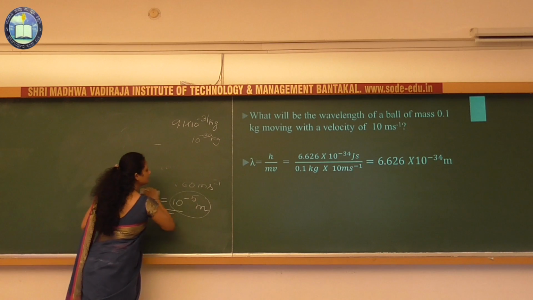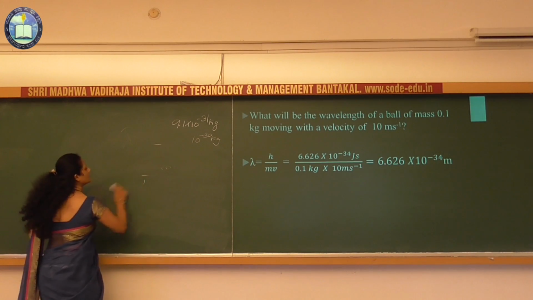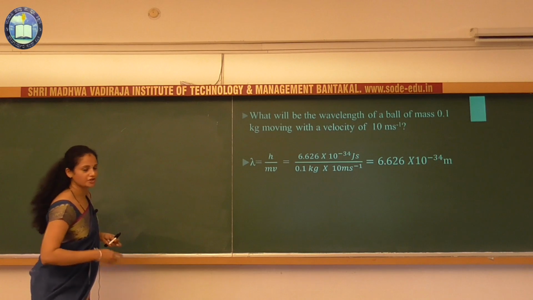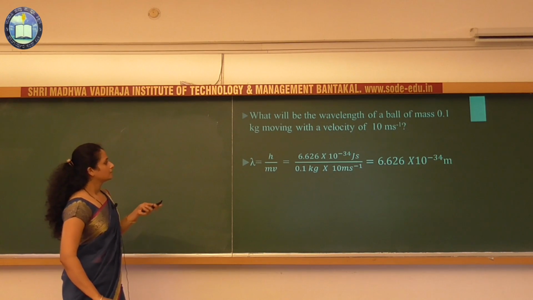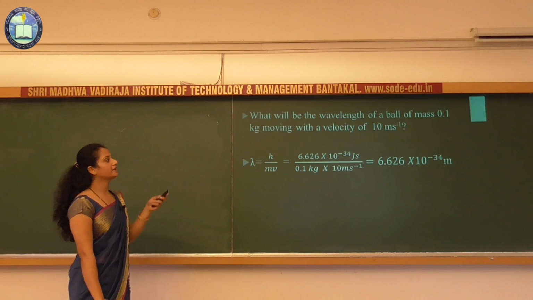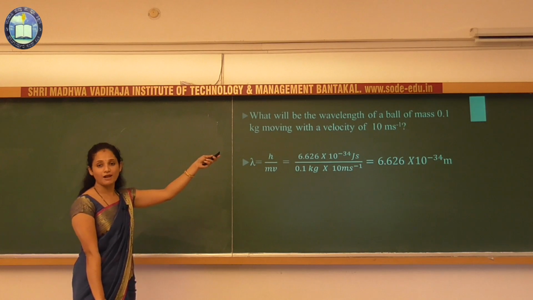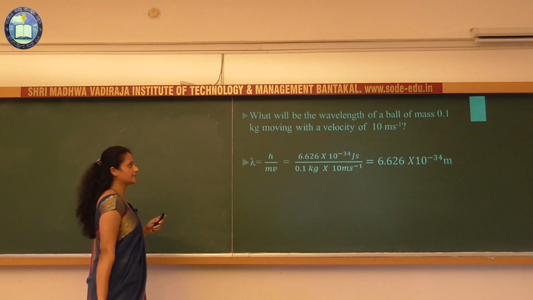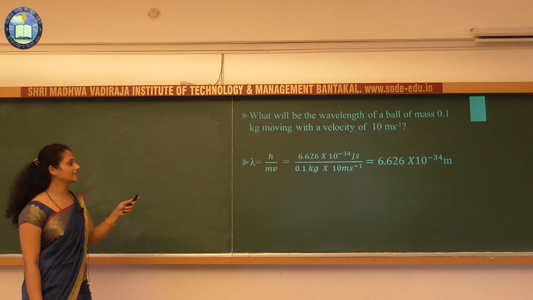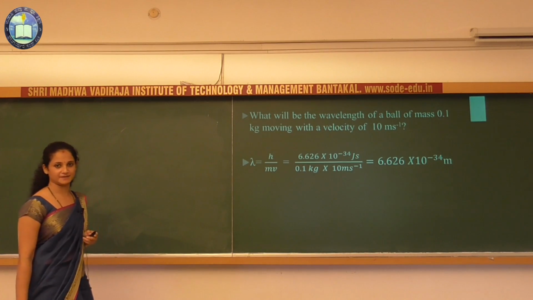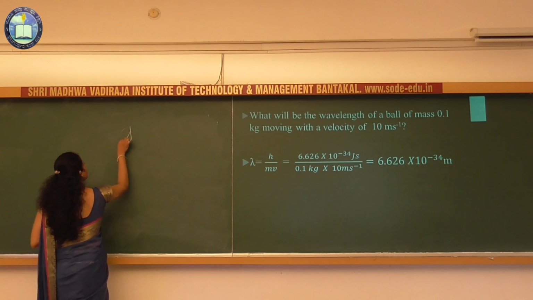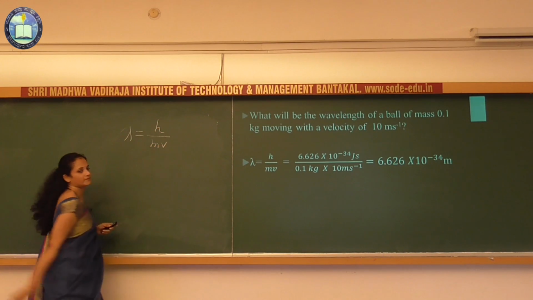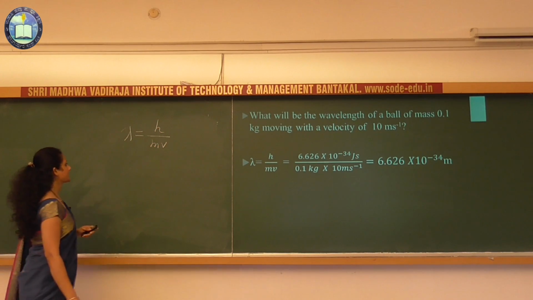Let us see some problems. Read out the question. What will be the wavelength of a ball, a macroscopic object, of mass 0.1 kg moving with the velocity 10 meter per second? Same formula: lambda is equal to h by mv. This formula you have to use.